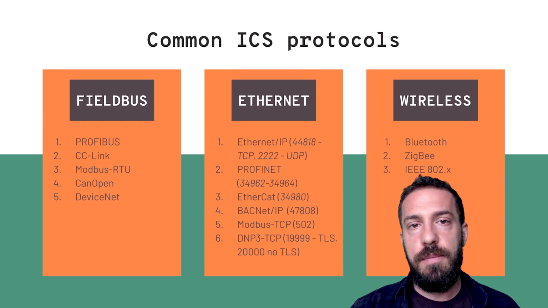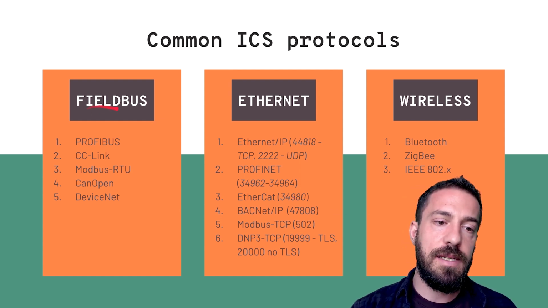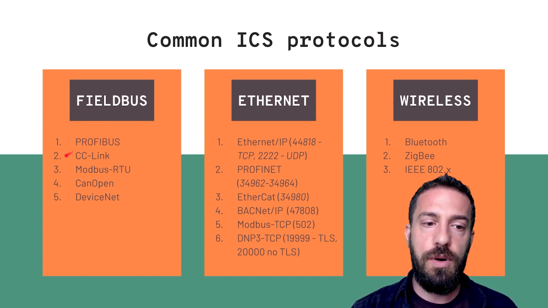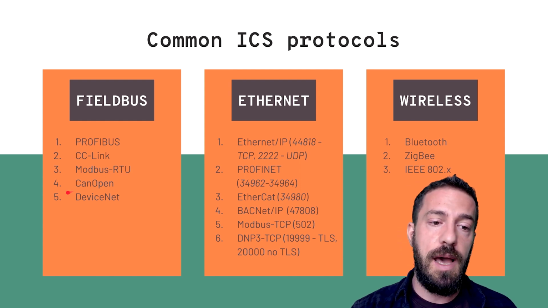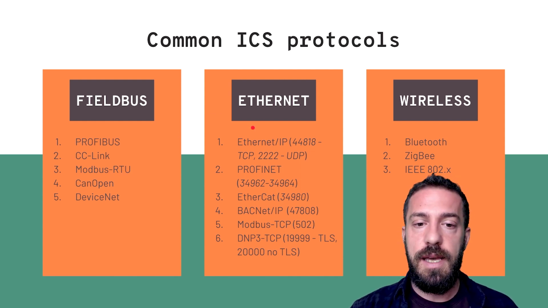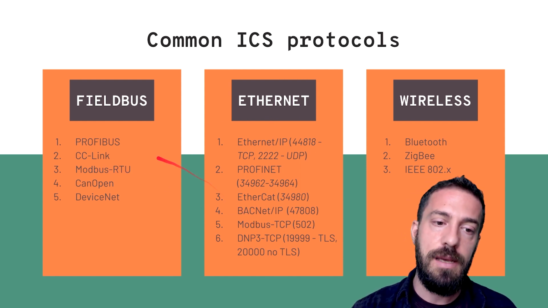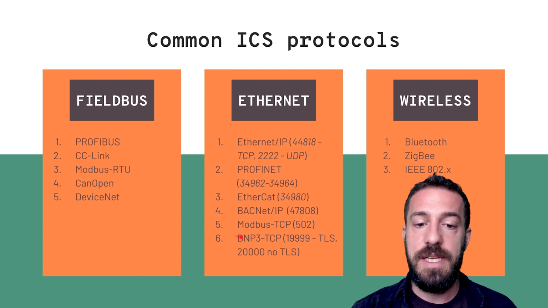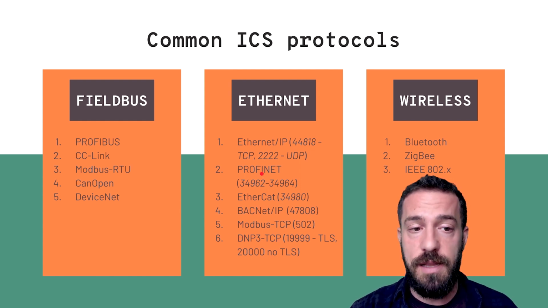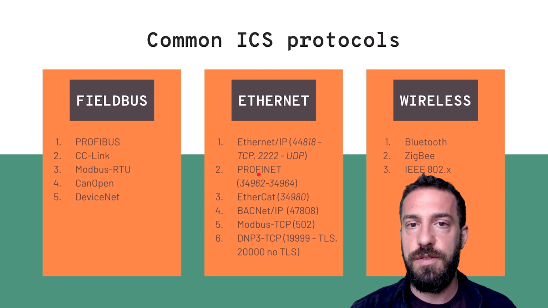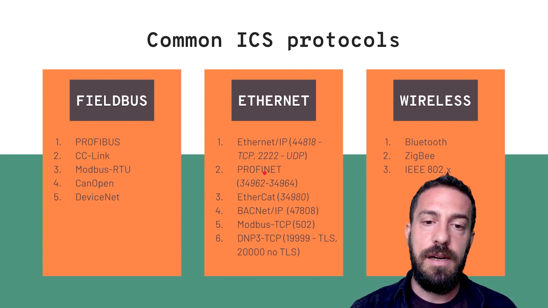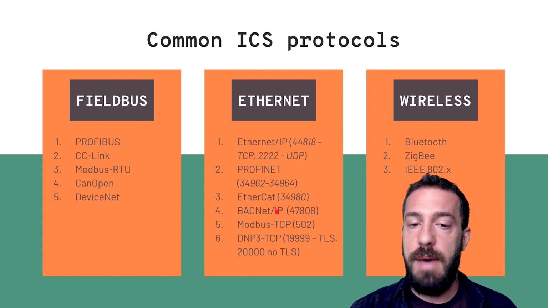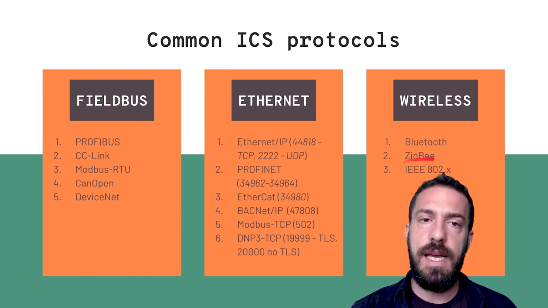This slide shows some common protocols. Fieldbus, we saw Profibus, but there are a few more. There's Modbus RTU, CANopen, DeviceNet. Ethernet has also versions of older Fieldbus protocols. For example, there's Modbus TCP in contrast to Modbus RTU. There's DNP over TCP, there's EtherCAT, Profinet, that's the Profibus version with the Ethernet lower layers, EtherNet/IP, BACnet, and we have wireless, which can be Bluetooth, Zigbee, or any IEEE 802.x protocol that's on the Wi-Fi side.